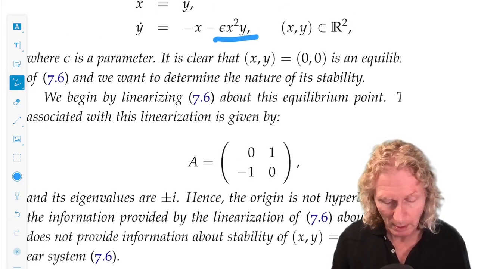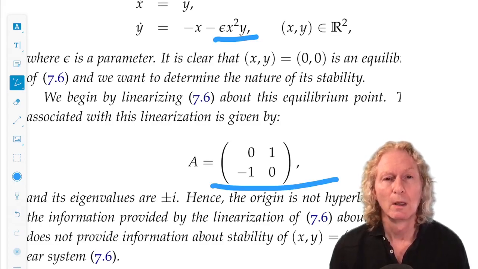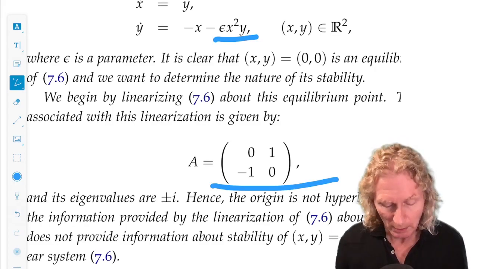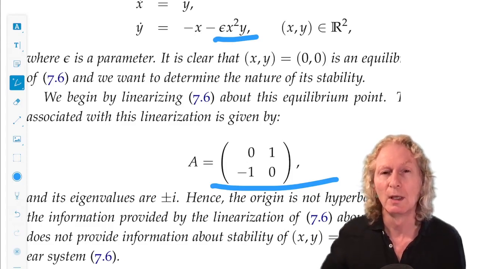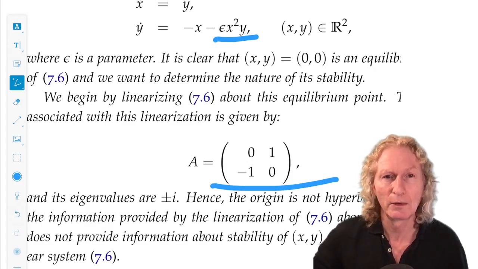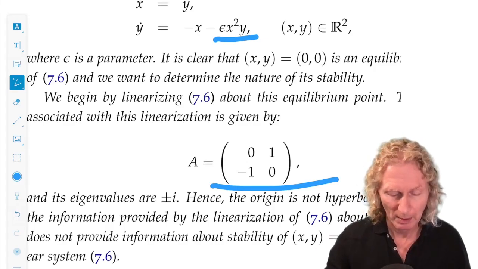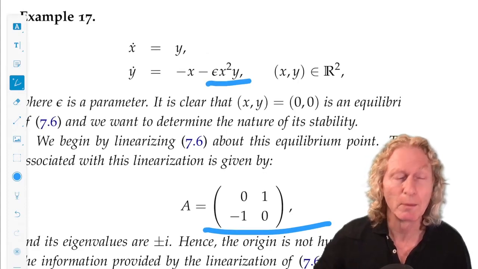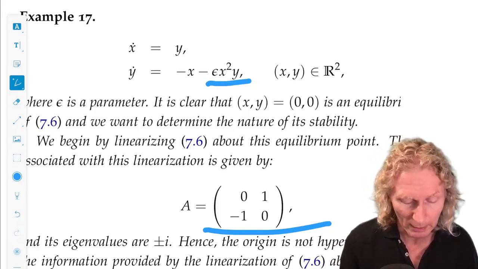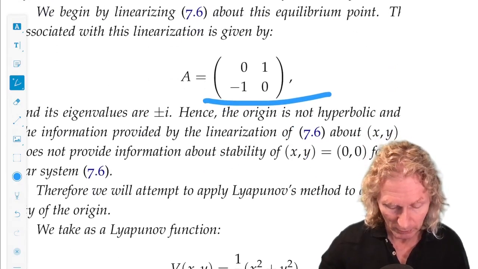But we look at the Jacobian of the vector field evaluated at the origin, and we see that that has eigenvalues plus or minus i. So it's a non-hyperbolic equilibrium point. The linearization does not suffice to tell us about stability. Okay, let me be a little bit pedantic with that statement. It does tell us about stability of the linear system, but not of the full nonlinear system, which we're interested in. And this is the power of Lyapunov's method.